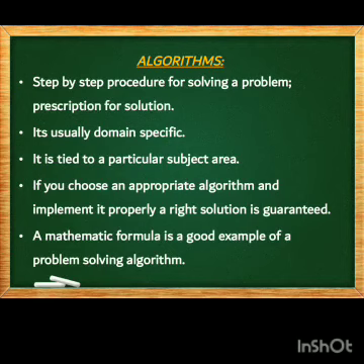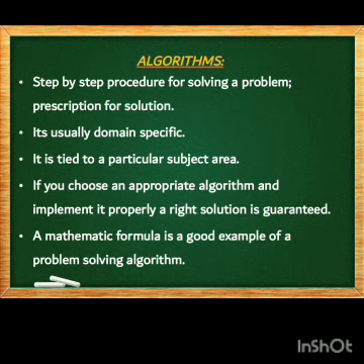So here the first one, we have algorithm. A step-by-step procedure for solving a problem, a prescription of solution. It's usually domain specific. It is tied to a particular subject area. If you choose an appropriate algorithm and implement it properly, a right solution is guaranteed. A mathematical formula is a good example of a problem solving algorithm. Many problems can be solved this way and many cannot be.